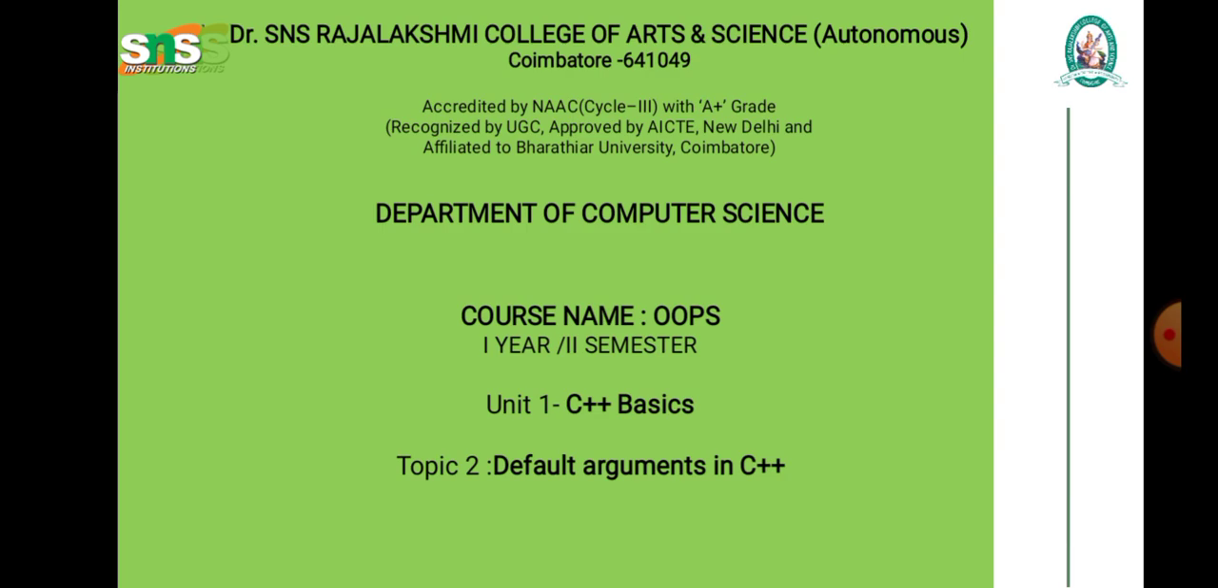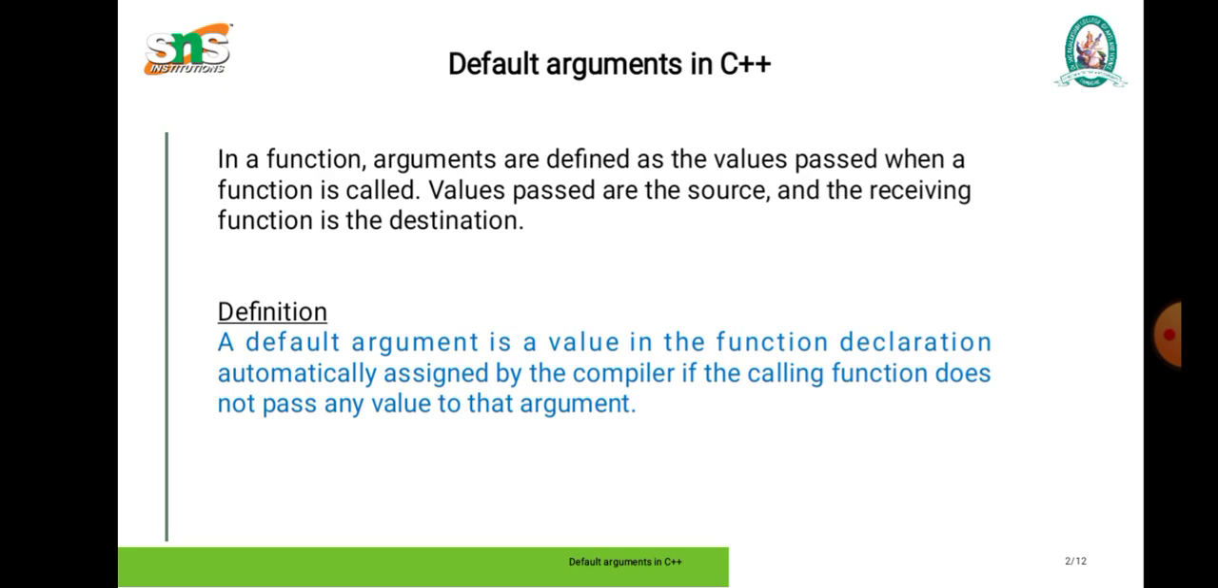Today we are going to discuss default arguments in C++ in object-oriented programming. So let's discuss. Default arguments in C++ means that in a function, the arguments are defined as values which are passed when the function is called. Here the values are passed at the source and the receiving function is the destination.